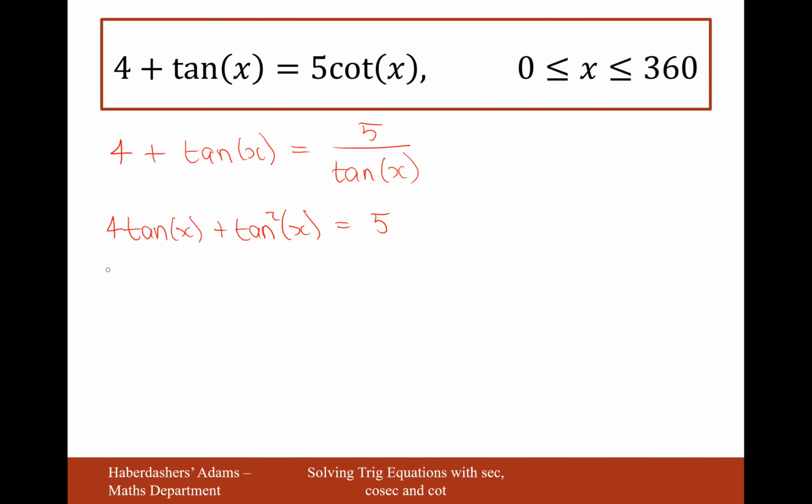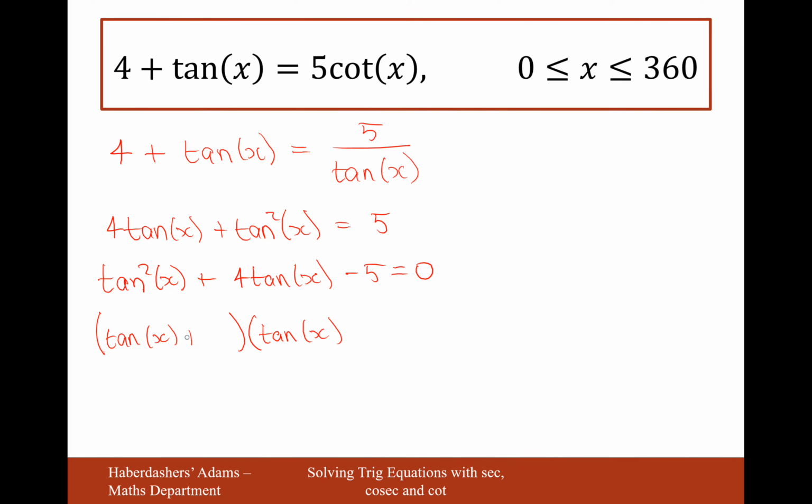And now we've got ourselves a quadratic. Let's write it as tan squared x plus 4 tan x, and then we'll minus the 5 onto the other side, equals 0. Lovely. So now I'll put it in some brackets and I'll cross my fingers that this does work.